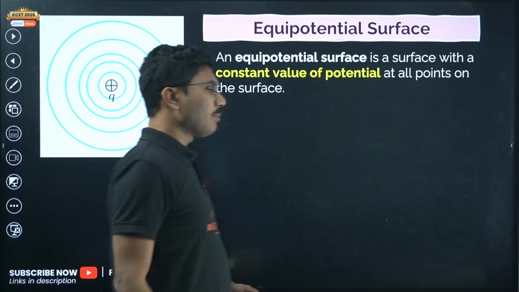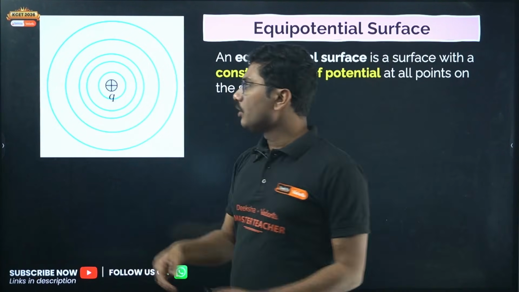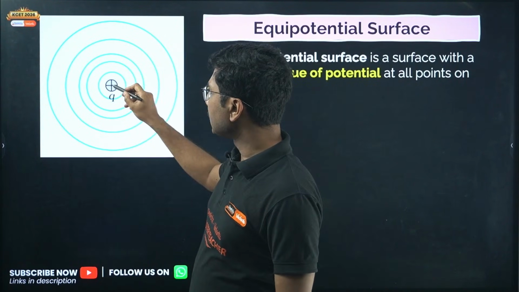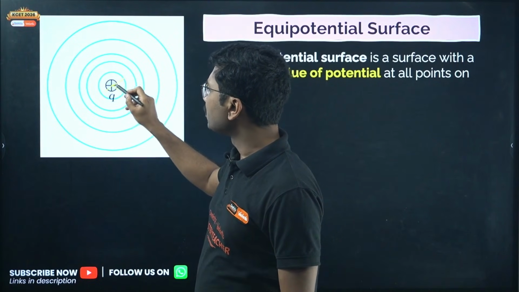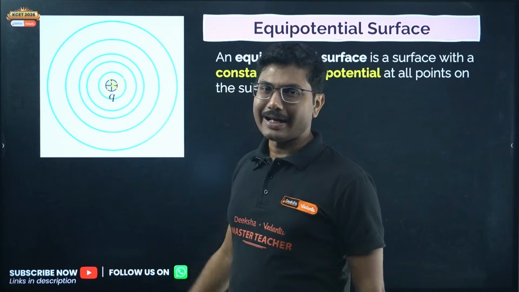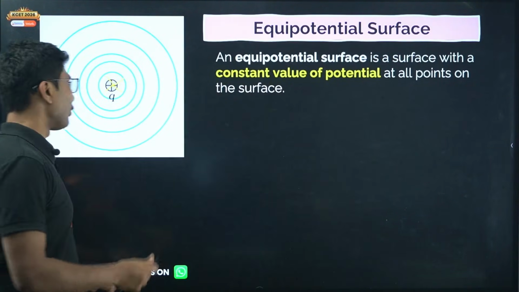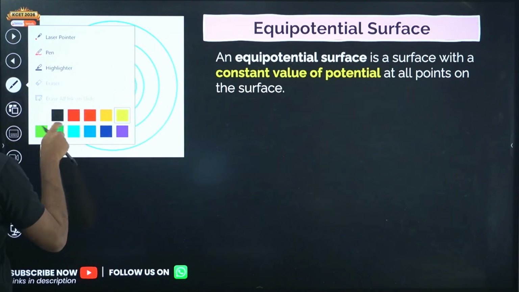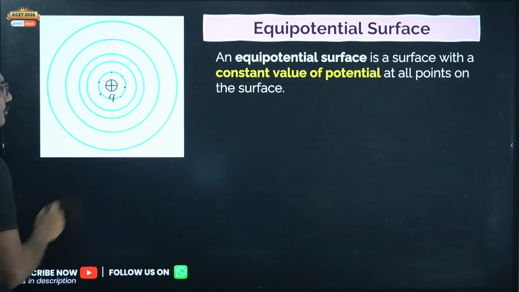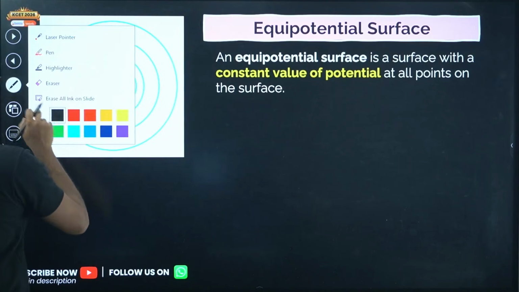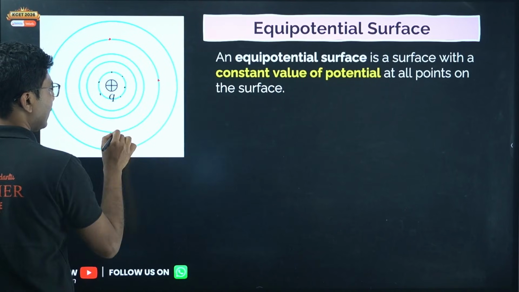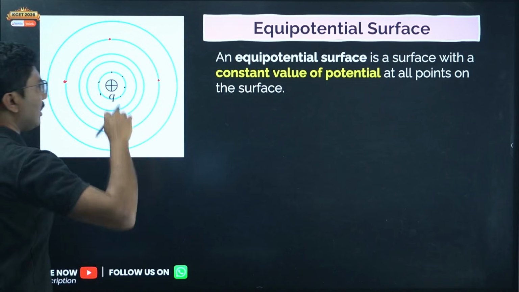Now if you consider a point charge, the electric potential is due to 1 k q by r. So if you construct circles or spheres, each point on this sphere is equidistant from the center, right? So each point will have same potential. So this point, this point, this point, they are all having same potential. So this is an equipotential surface. Similarly, if you consider any other circle, for example this circle, here also these points all have same potential. So this is also an equipotential surface.